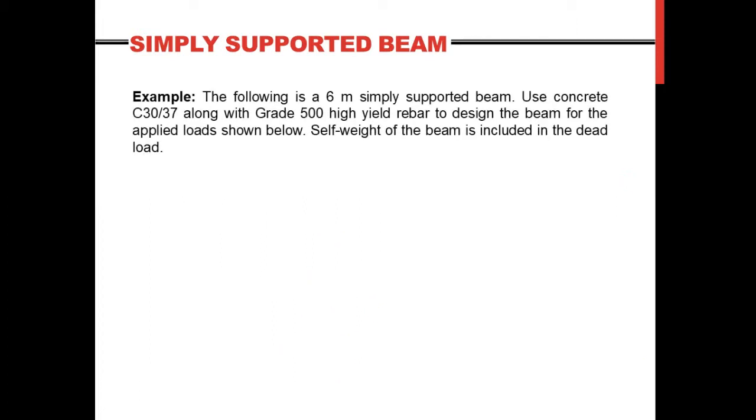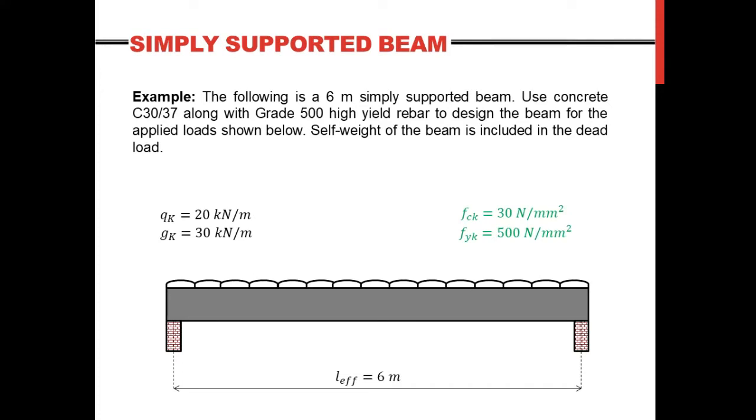Alright, now we jump to our example. Now this example might take time because we'll be designing this beam entirely. We're going to talk firstly about the bending moment. So we're designing the beam to resist the applied bending moment, and then we'll check the shear as well. So we'll be putting the links, and then finally we'll be going through the detailing.